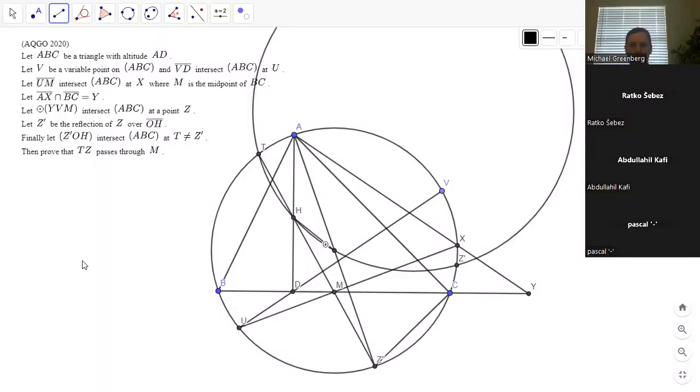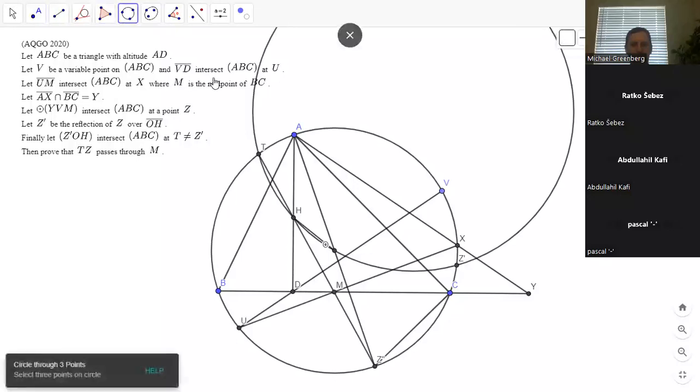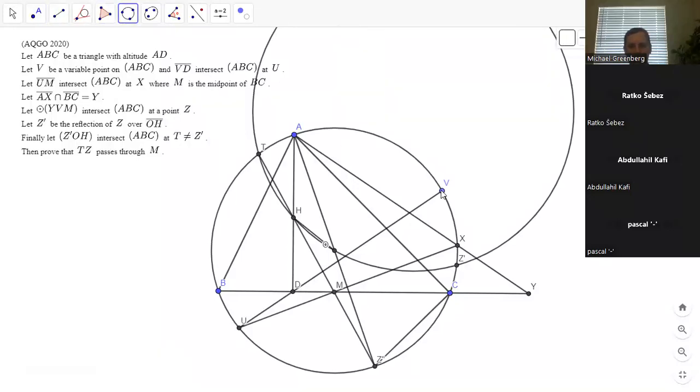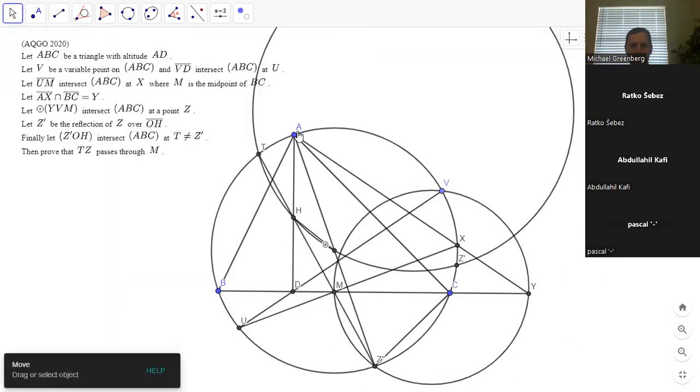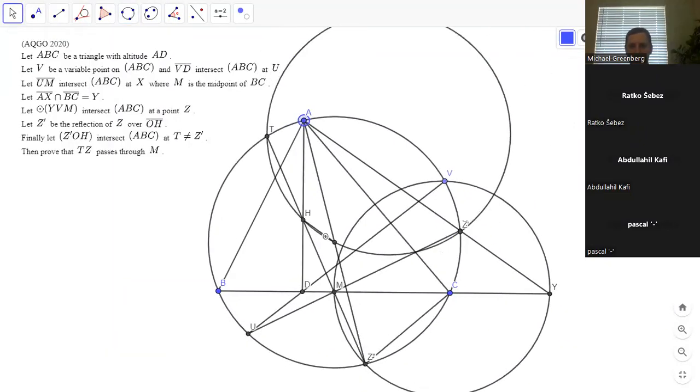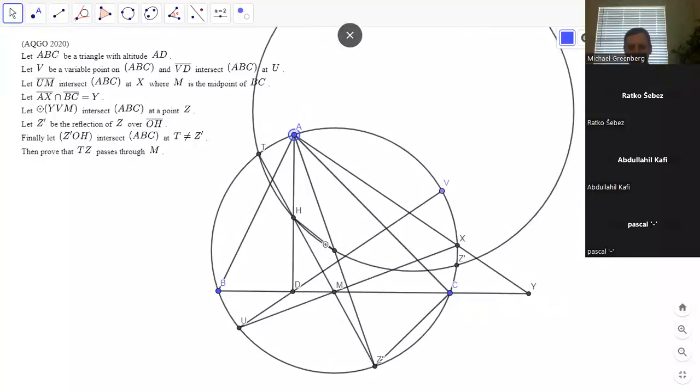So you just have to show Z double prime is equal to Z, which is the same as showing VYZM is cyclic. It looks like these concur, but they don't actually concur, I'm pretty sure. So VYZ double prime M, or V can really be any point. That's interesting.